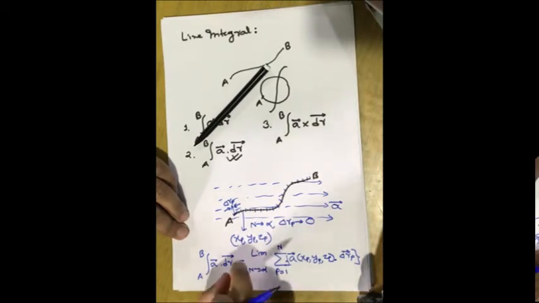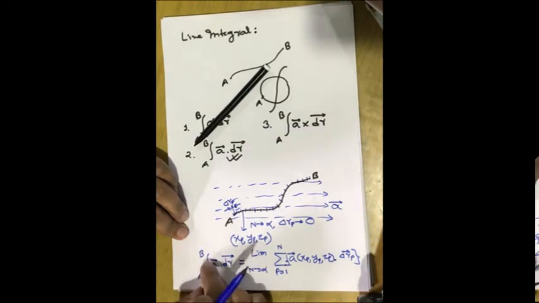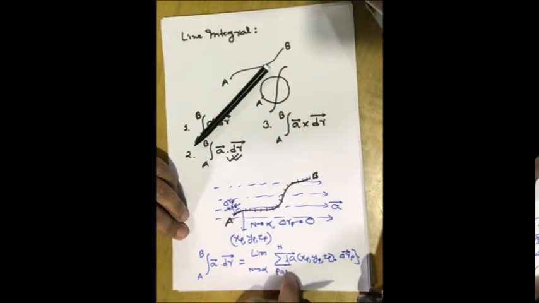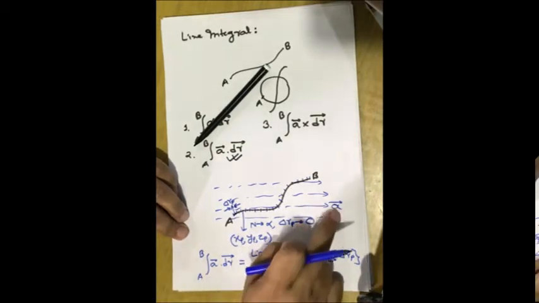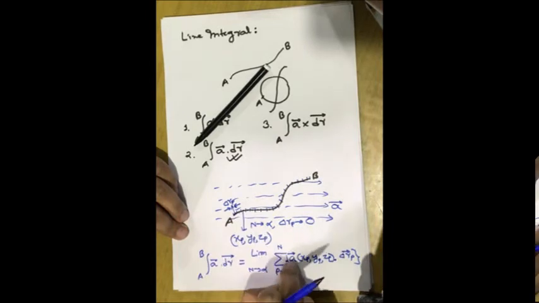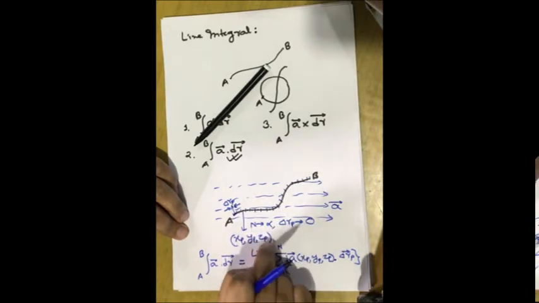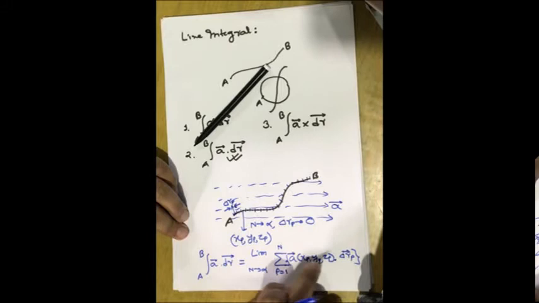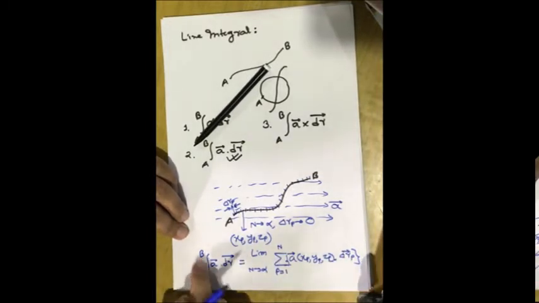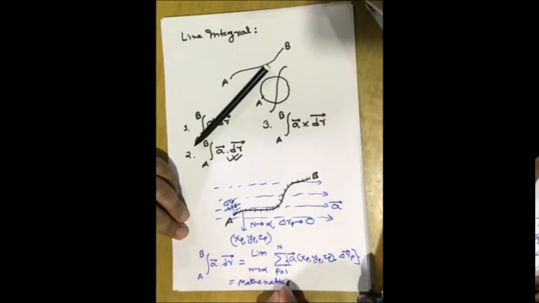Then we can define the line integral from A to B, A dot dr, as equal to the limit n tends to infinity of the summation from p equals 1. We have to find the value of the vector field A at each point xp, yp, and zp, and do the dot product of this vector field with the delta rp vector. This summation is known as the line integration from A to B, A dot dr. So this is the mathematical definition of the line integral of a vector field.